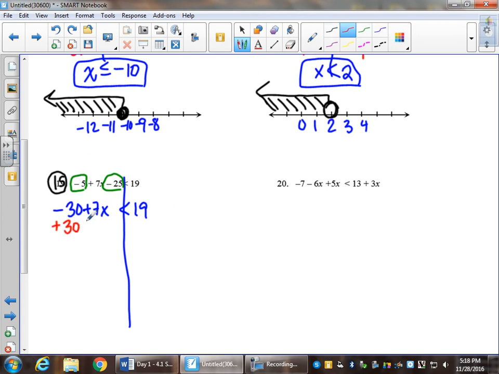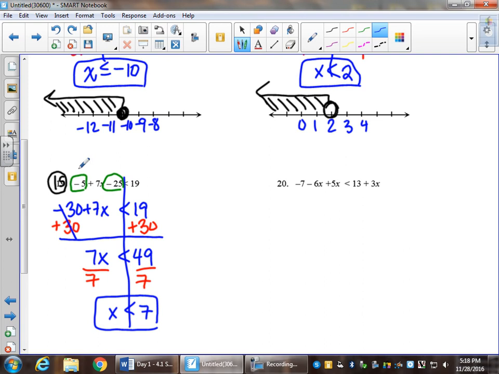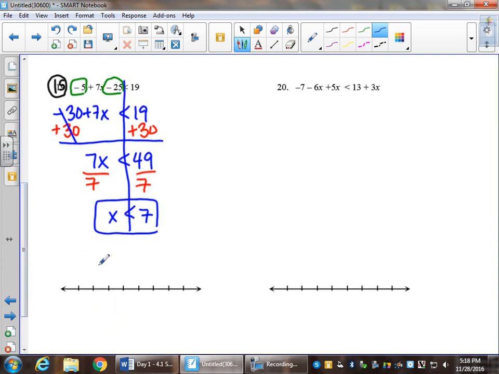I'm going to add 30 to both sides. So I have 7x is less than 49. And now I will divide by 7, and I got x is less than 7. Get some numbers, 6, 7, 8, 9. Open or closed on 7? It'll be open, this is strictly less than, and then less than 7 will be to the left.